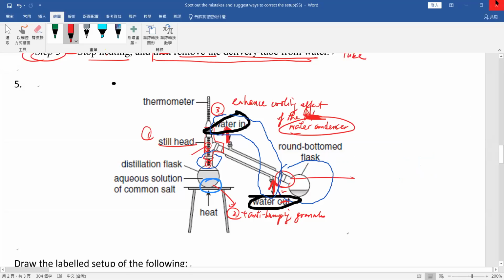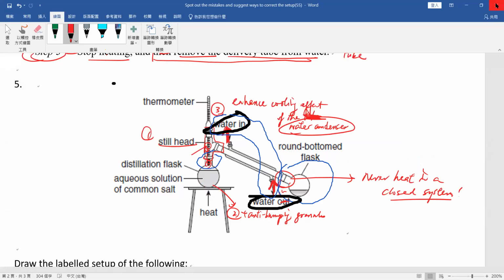Pressure buildup. Never heat in a closed system. So what was the consequence? The pressure built up. So what should be done?